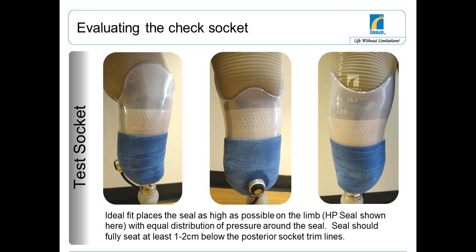You want to have equal distribution of the pressure around the seal as much as possible. And that seal, make sure that it seats at least 1 centimeter. I'd suggest if you possibly can 2 centimeters below the posterior socket trim line. You don't want that seal peeking up across any of your trim line back there posteriorly.